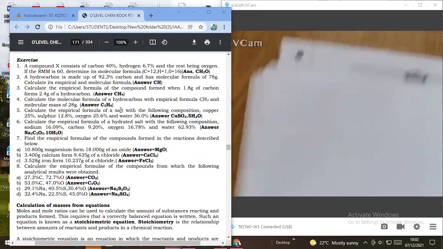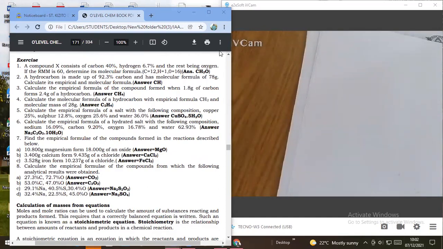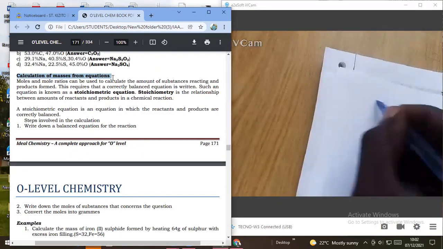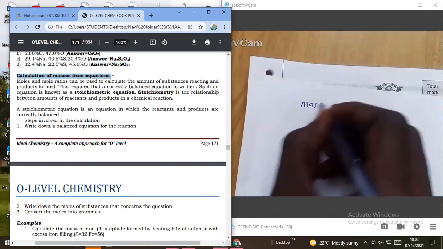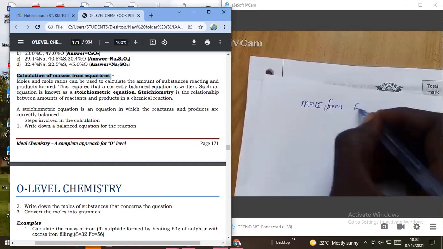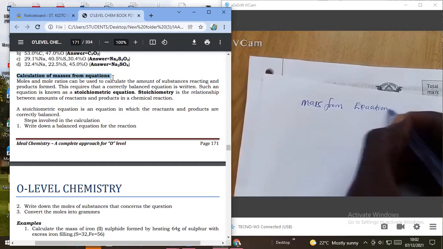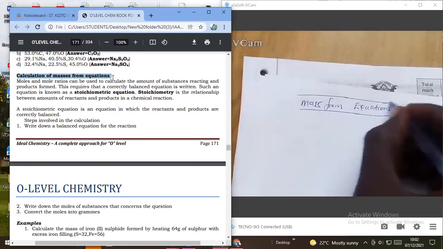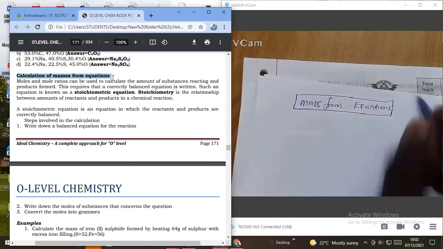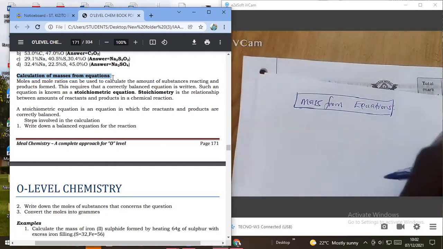So let's go to what brought us here today. The main topic is this: calculating masses from equations. Very good. Ask yourself a question: do you know how to come up with the correct equation of a reaction? If they just read any equation for you at this time, you should be able to write it and balance it well. Failure to balance, you will never get the correct answer for this.